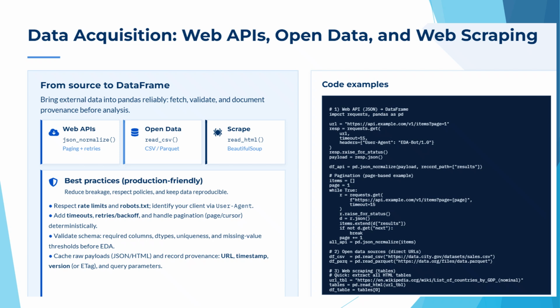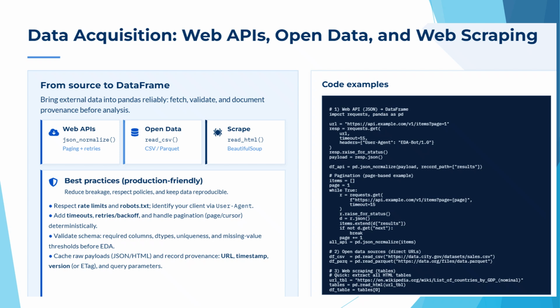Data validation is another key step where checks are performed on required columns, data types, uniqueness, and missing values before proceeding with analysis. Additionally, caching raw data and recording metadata such as source URL, timestamp, version, or query parameters helps maintain reproducibility and traceability. These practices make pipelines more stable and maintainable. The code examples demonstrate how data acquisition is implemented in practice.